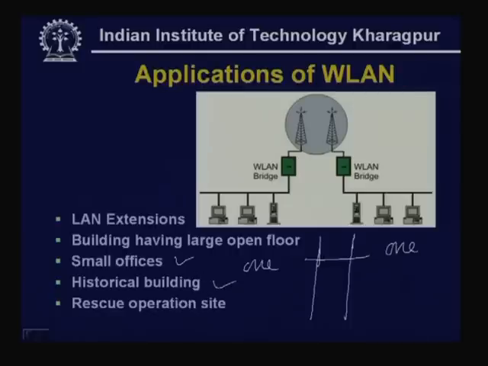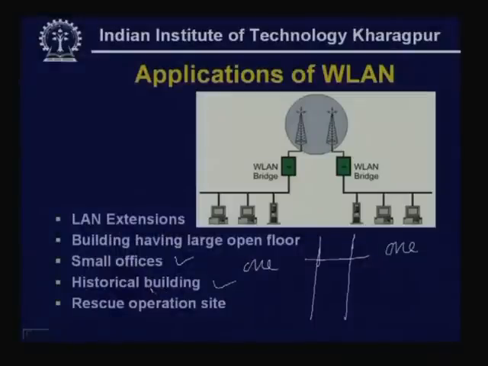Then another important application of wireless LAN is in historical buildings. So, you have got some historical buildings which cannot be tampered with. You cannot really deploy wired LAN by putting in a wire. You cannot dig, you cannot make a hole in the wall, you cannot do anything of that kind. So, in such a situation, like museums and other historical buildings, you can set up wireless LAN very easily and perform communication.